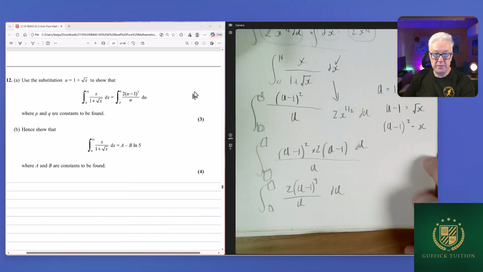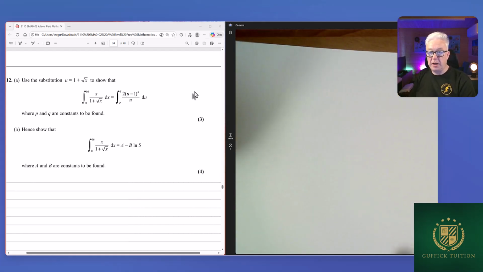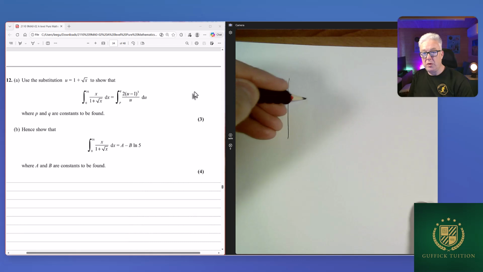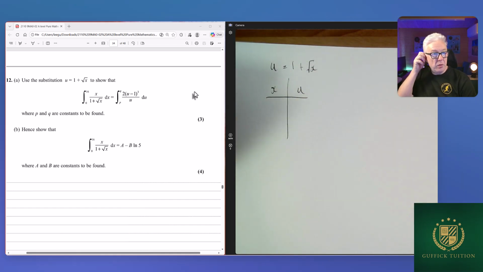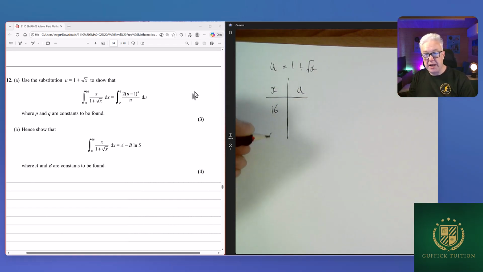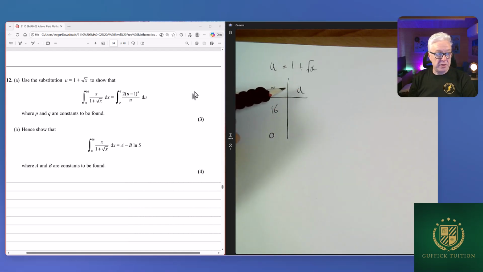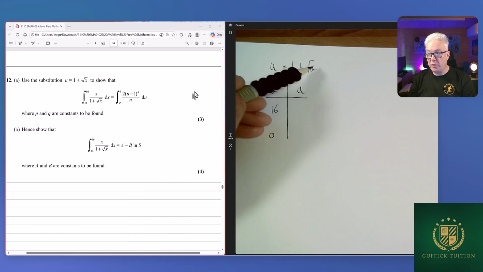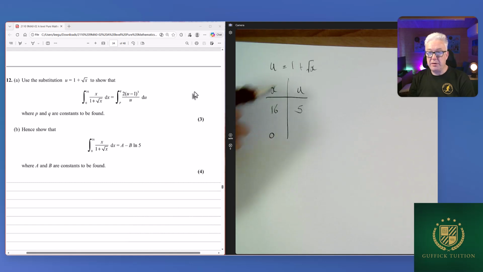So now it's time to just consider our limits. Now for the limits, I like to draw a little table like this with x and u. I just find it helps me. And I write the substitution as well, u is 1 add root x. So what we've got is x is equal to 16 and x is equal to 0. Now let's think about if x was equal to 16 here. We would have the square root of 16, which is 4, and then 4 add 1, so u would be 5. If x was equal to 0, we'd have the square root of 0, which is 0. 0 add 1 is 1. So our limits are 1 and 5.